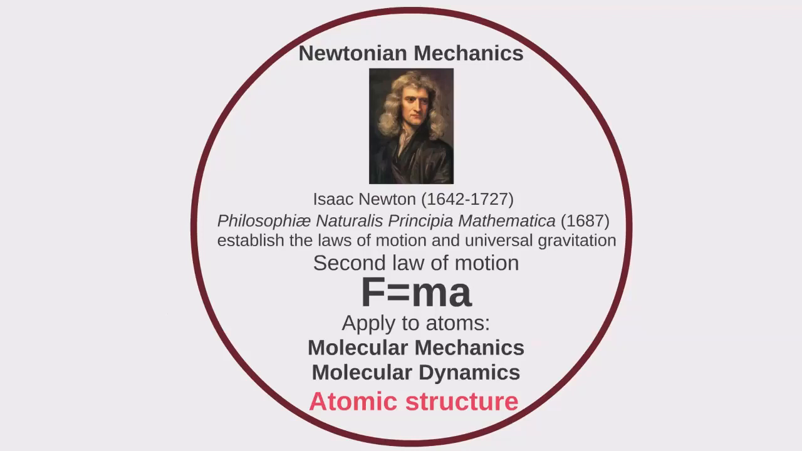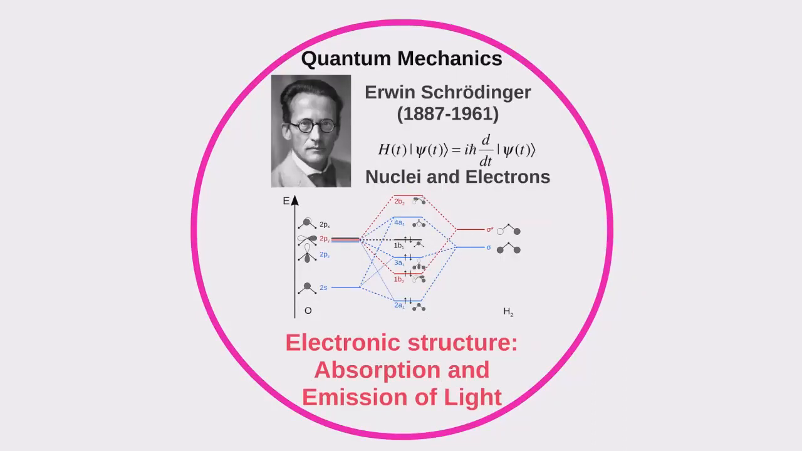If we want to study the electrons in our system, then we need to use a different approach, which is quantum mechanics, which all of you have heard about, with the famous Schrödinger equation. In this case, we can study not only the nuclei but also the electrons, and how those electrons can transition between what we call electronic levels. Here we can access information such as the absorption and emission of light by molecules.